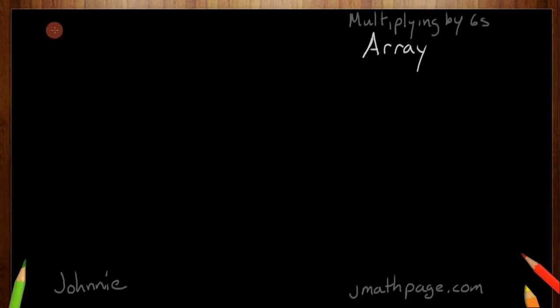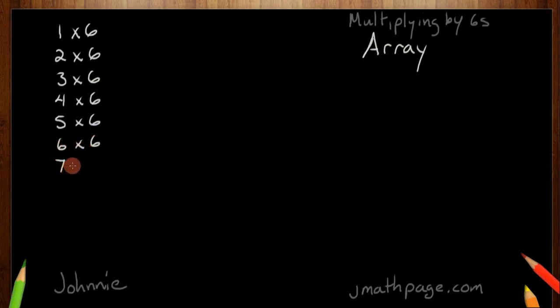But first, let's start with this. Maybe you've seen this before. 1 times 6, 2 times 6, 3 times 6, 4 times 6, 5 times 6, 6 times 6, 7 times 6, 8 times 6, 9 times 6, and we'll stop at 10 times 6. Yeah, this is your 6 table, and maybe you're working to memorize them, and that would be a great thing. It's also useful to think about them in terms of an array.